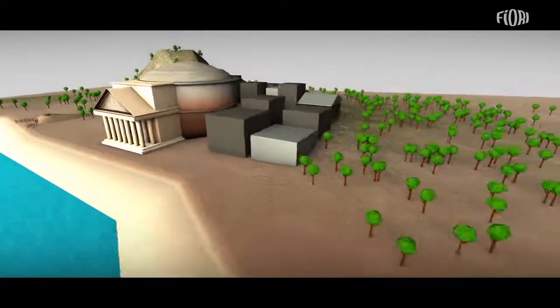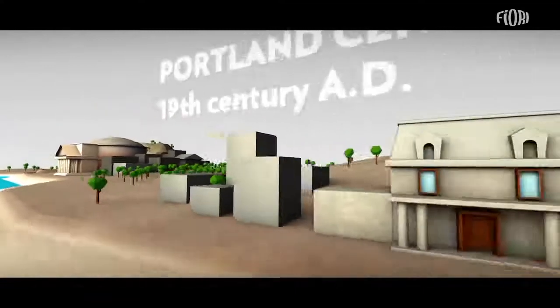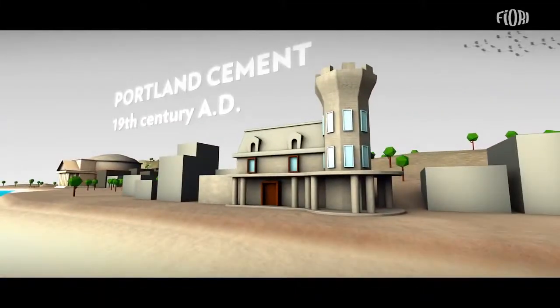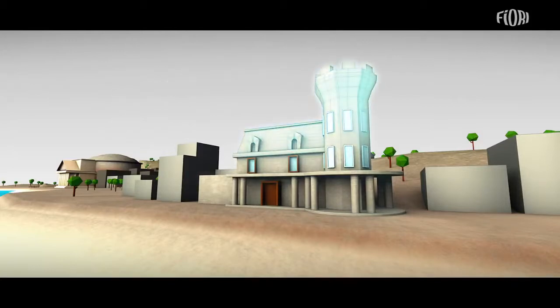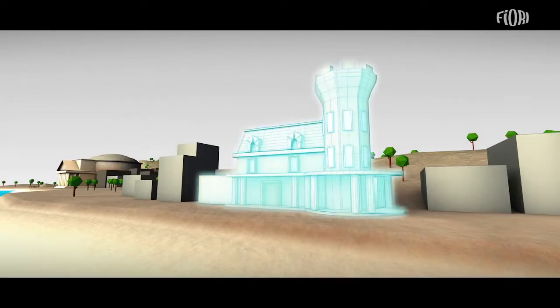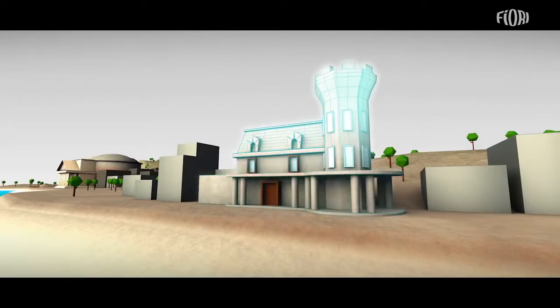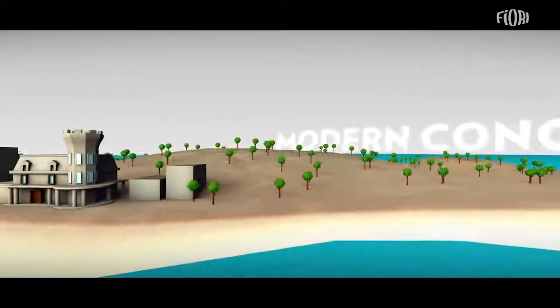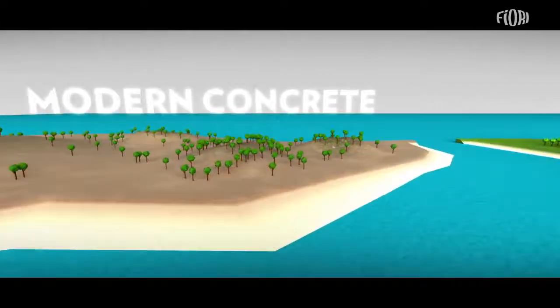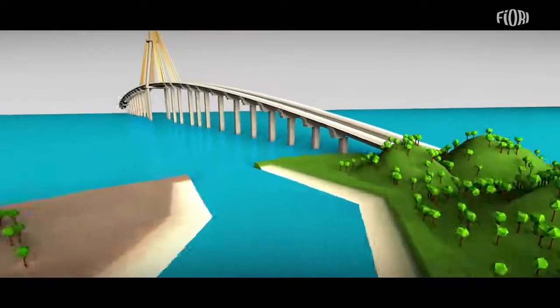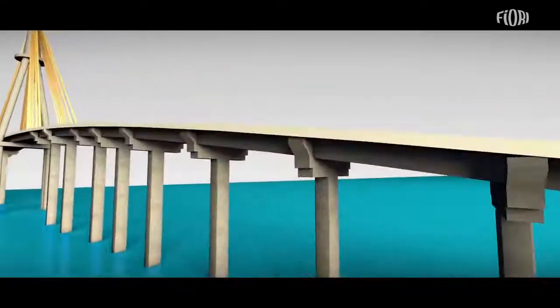In the 19th century, the invention of Portland cement revolutionized the technology of construction materials and transformed the concrete of the ancient Romans. Modern concrete was born. In this period, Europe saw its first buildings constructed with steel-reinforced concrete. Today, concrete is the most used construction material in the world. It is common to find megastructures like the bridge over the Rio Negro entirely built using this material.